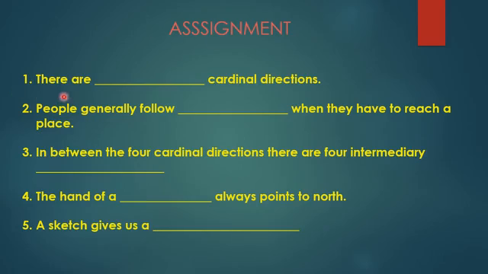First one, there are dash cardinal directions. Second one, people generally follow dash when they have to reach a place. Third one, in between the 4 cardinal directions, there are 4 intermediary dash. Fourth one, the hand of a dash always points to north. Fifth one, a sketch gives us a dash.